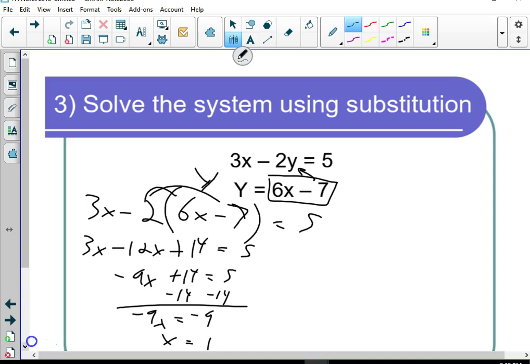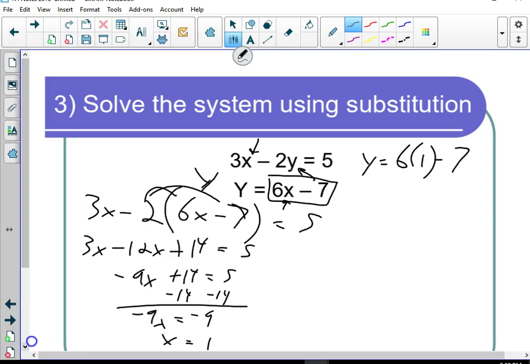Now I have a choice. I can plug 1 in here. Not too bad. It's 3. Then I have to subtract 3 divided by negative 2. Or I can pop the 1 in right here. If I do that, it's already set up for me to be done. Y equals 6 times 1 minus 7.